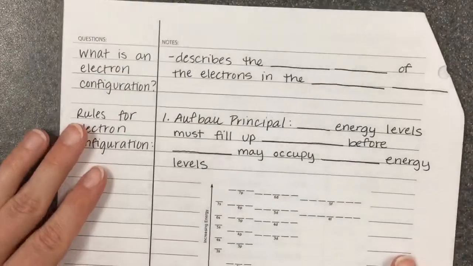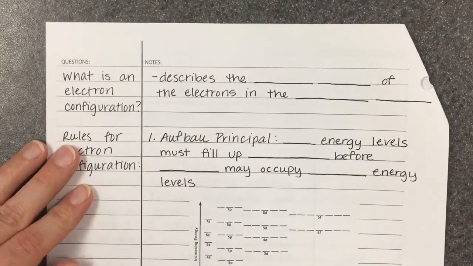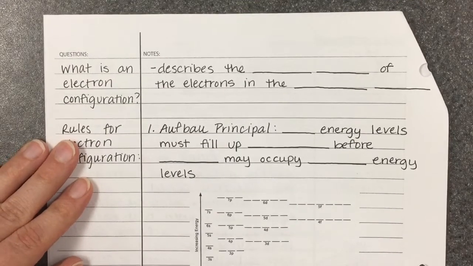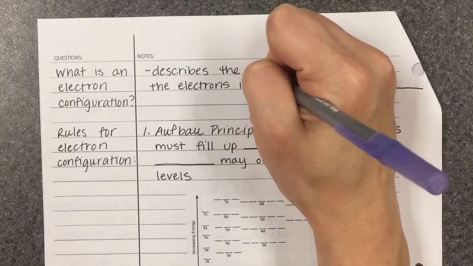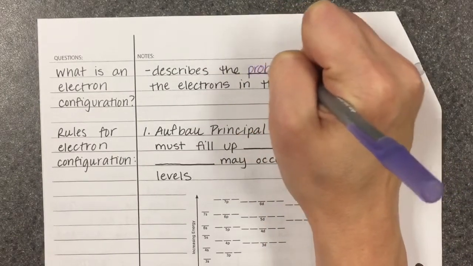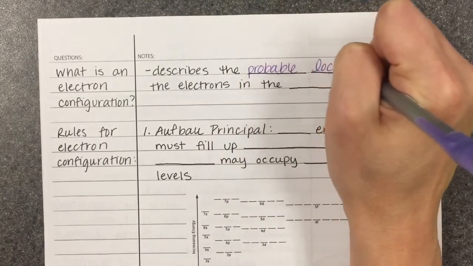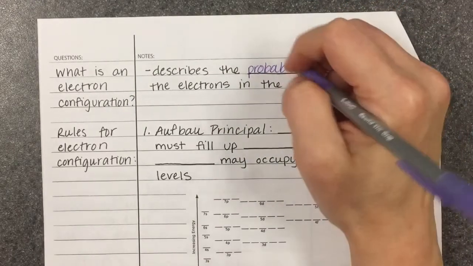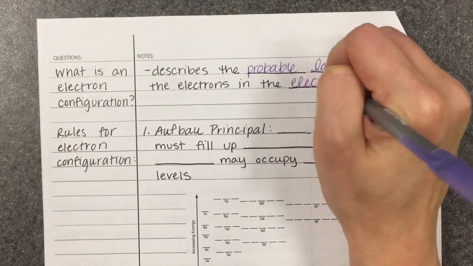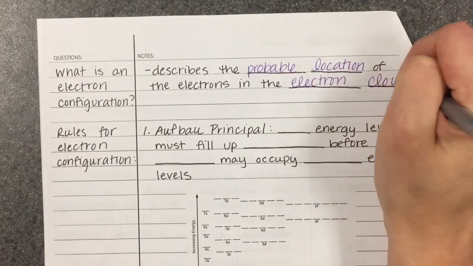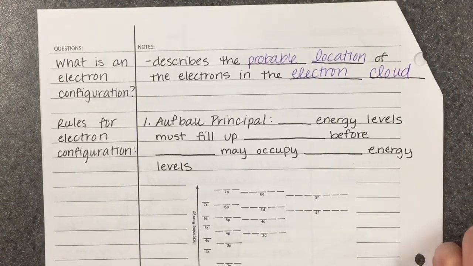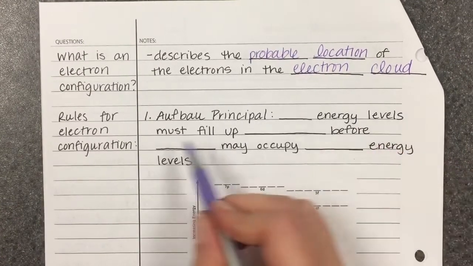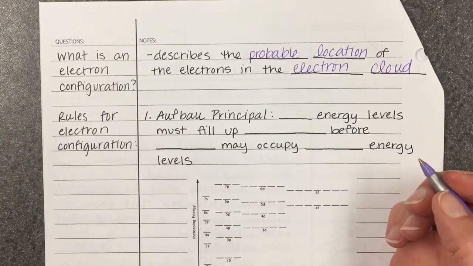What we have to do with this information is, rather than just put dots on a Bohr diagram, we have to be able to write an electron configuration. So an electron configuration describes the probable location of the electrons in the electron cloud. Okay, there are several rules we have to follow whenever we are writing an electron configuration and placing electrons in the electron cloud. So the first is the Aufbau Principle, which you've probably gone over before.